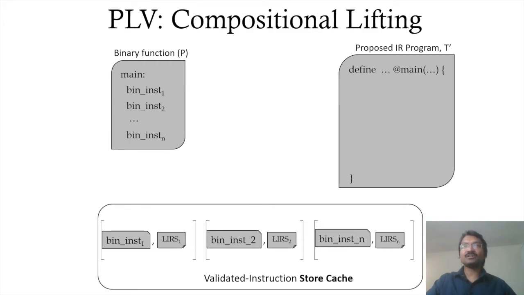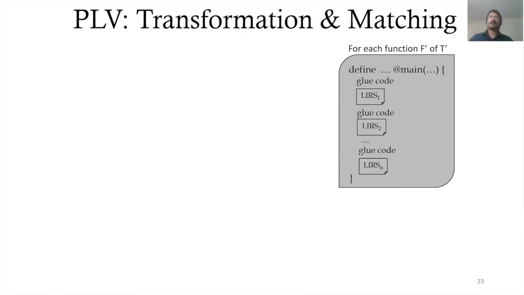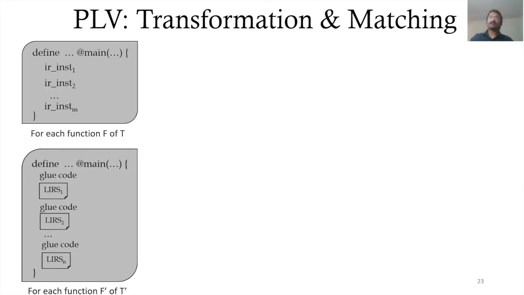The idea behind compositional lifting is to go over the individual instructions of P, like this first instruction here, and check if the instruction is in the store cache. If yes, we stitch the corresponding lifted IR sequence to the reference program with some glue code. The glue code is specific to a particular lifter and is the most important thing that needs to be changed if we want to extend our approach to other lifters. We'll do the same thing for other instructions as well. So now we have the reference program T bar. Also, we have the original lifted program T.